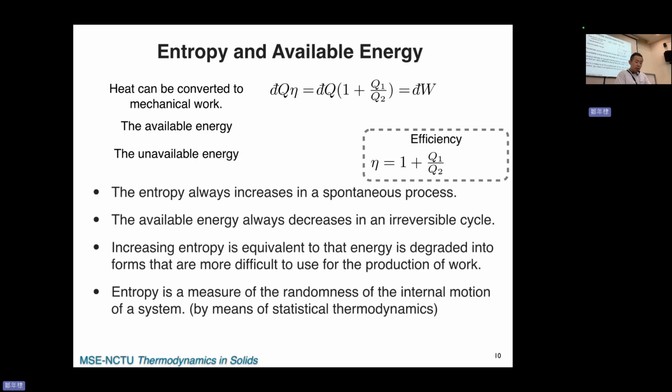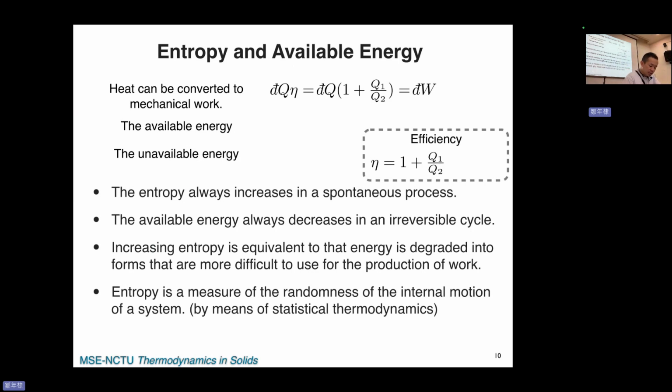Okay, so let's talk about entropy and available energy. Available energy is actually related to efficiency. Because if the energy you can use is used as your performance, your efficiency can go up. But because some energy is not available, that will decrease your efficiency.